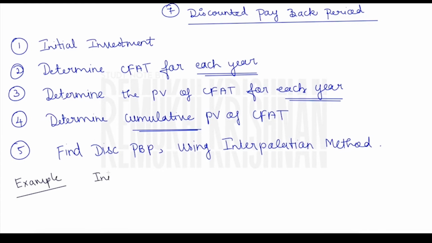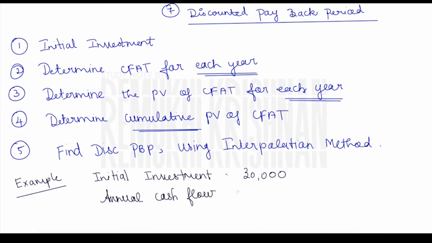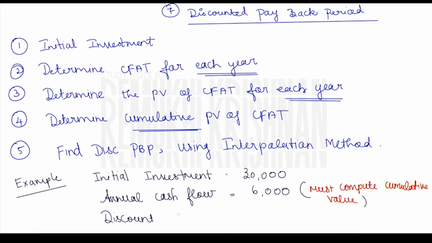So let us study this with the help of an example. Let the initial investment be 30,000. Your annual cash flow comes to be rupees 6,000. So you must be computing what? Cumulative cash flow. Under discounted payback period, cumulative cash flow is very important. Okay, let us see what is the discount factor. Discount factor is nothing but 15%. Let us solve the sum, guys.